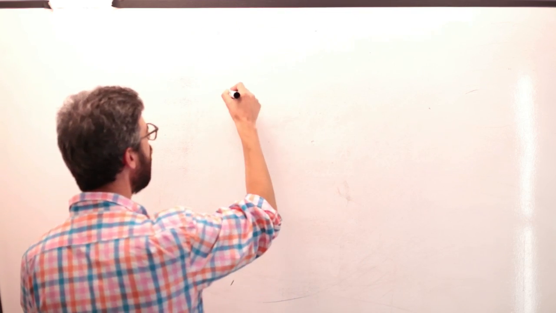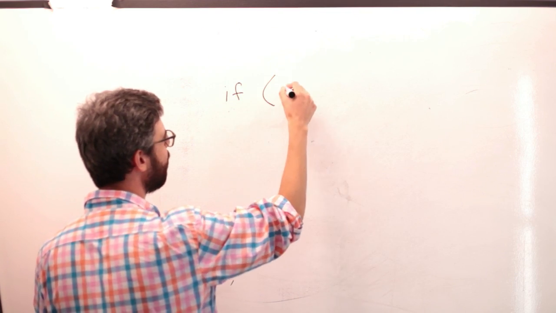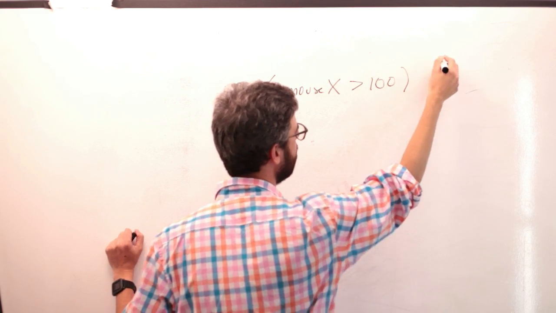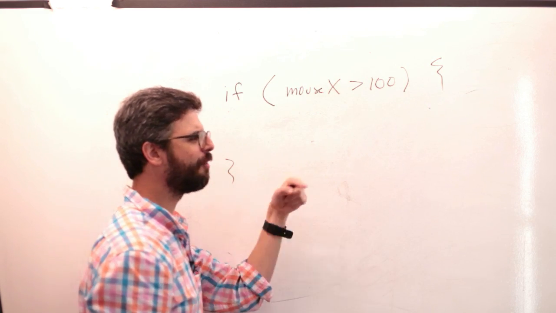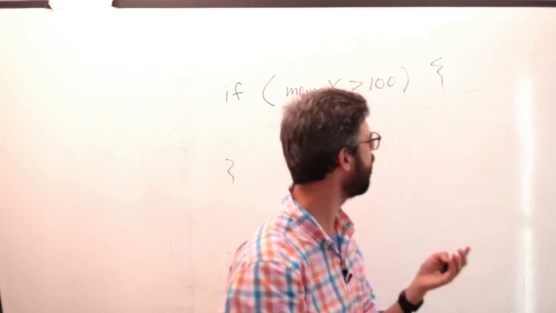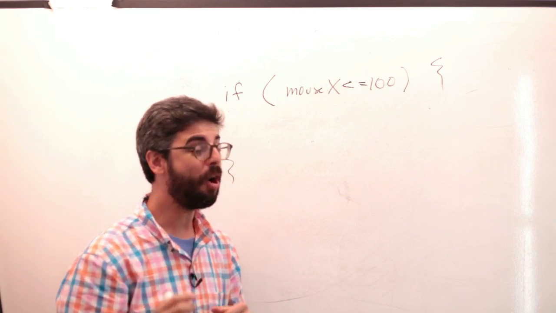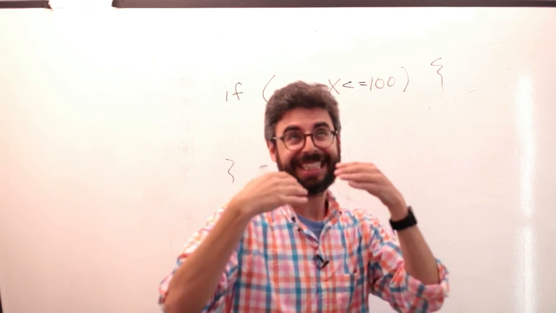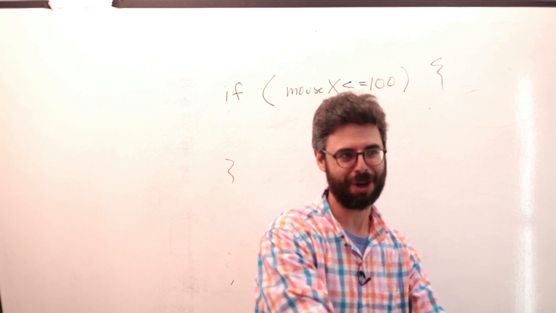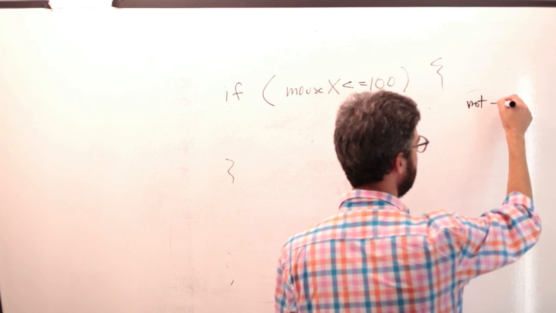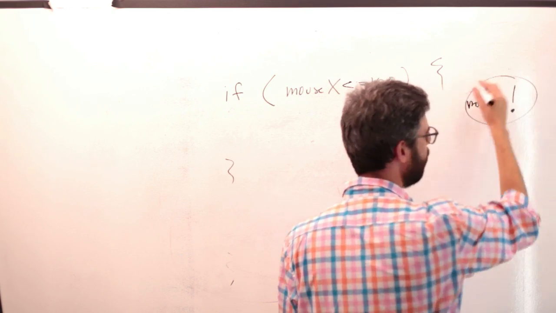So we know that I could say something like if mouse x is greater than 100, do something. And I could invert this, like the opposite of greater than 100 would be less than or equal to 100. But I can also say if it's not true that it's greater than 100, do something. And the not operator is an exclamation point.